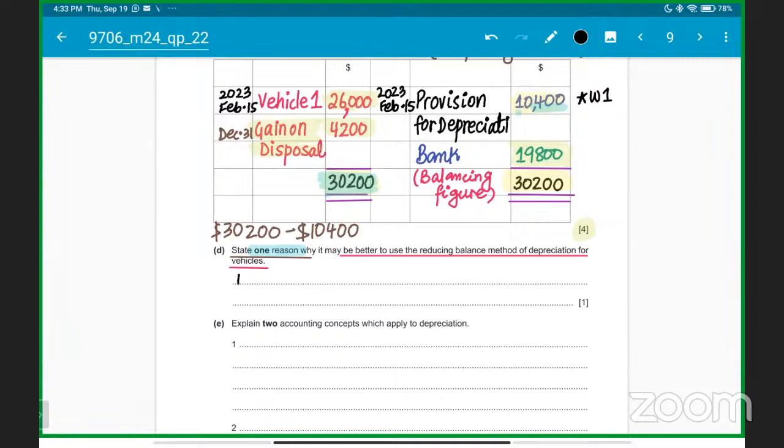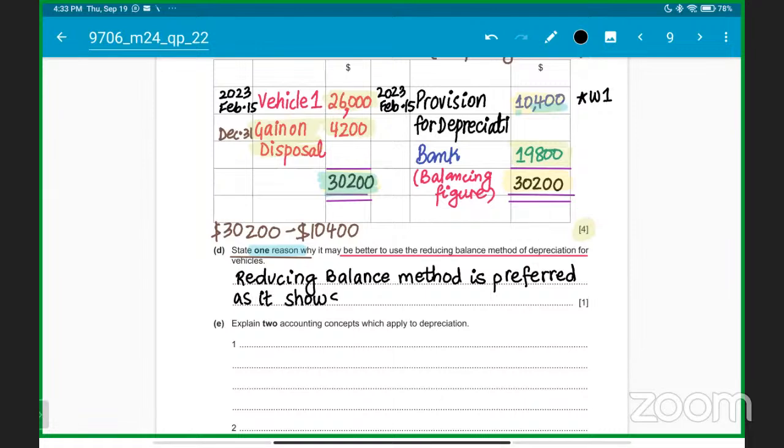So the reducing balance method is preferred as it shows a realistic decline in the value of delivery vehicles. I explain the reducing balance method as well: as it shows a realistic decline in the value of vehicles or delivery vehicles, you can write down.